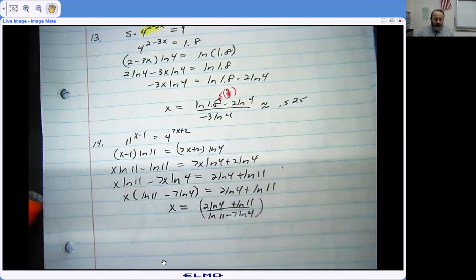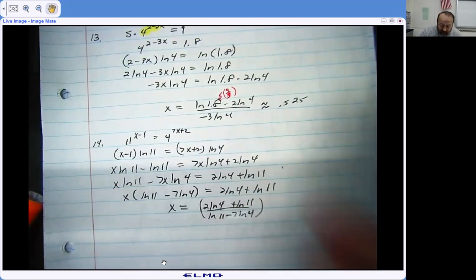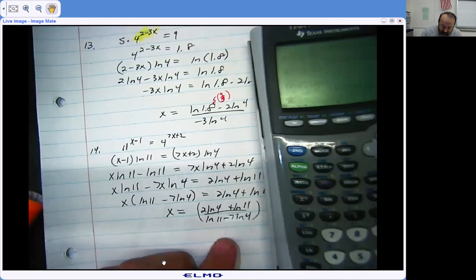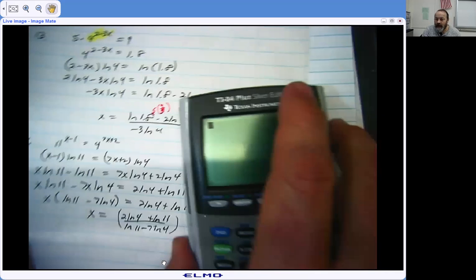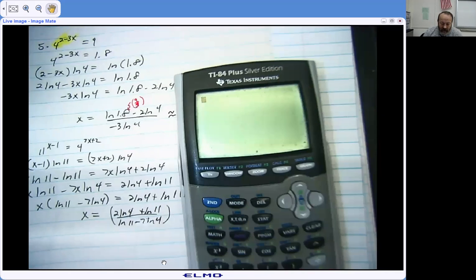Now, I know that most students are going to want to go ahead and get that as a decimal, but that's actually the best answer. And I've already kind of shown what we can do here. We can take a problem like this, and again, I'm going to show this because it is tricky sometimes to make sure you're plugging into the calculator right.